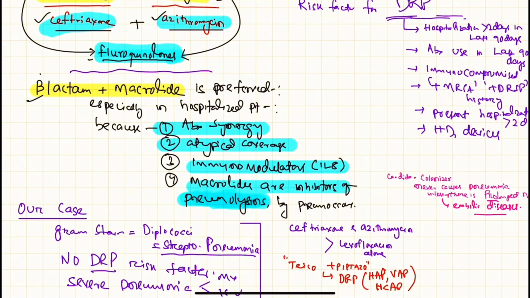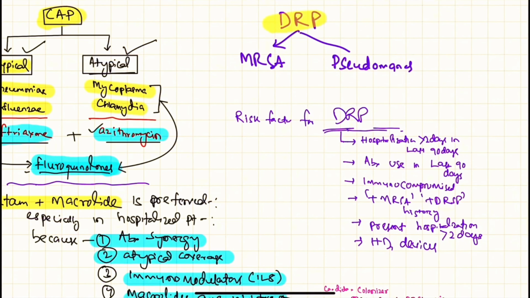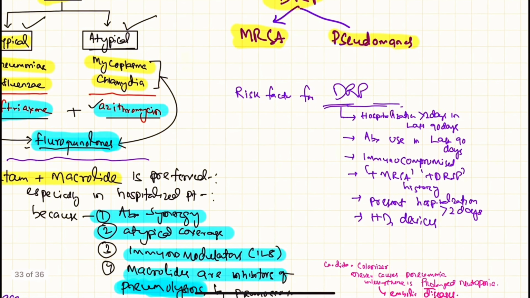So this combination therapy is preferred unless there are drug-resistant pathogens. There are two kinds of drug-resistant pathogens. One is MRSA, methicillin-resistant Staph aureus, another is Pseudomonas. So what are the risk factors for DRP? The risk factors are hospitalization for more than 2 days in the last 90 days, antibiotic use in the last 90 days, an immunocompromised patient, past history of MRSA or other drug-resistant pathogens, present hospitalization if it is more than 2 days, and also if the patient has devices or requires dialysis frequently. These are the risk factors for MRSA or Pseudomonas.